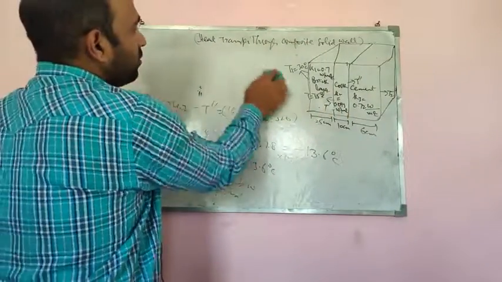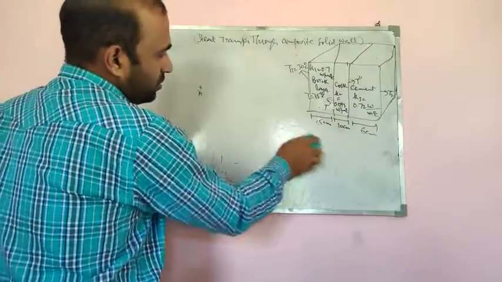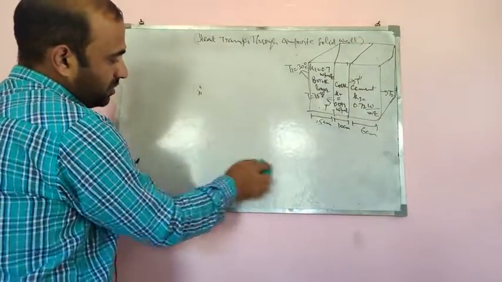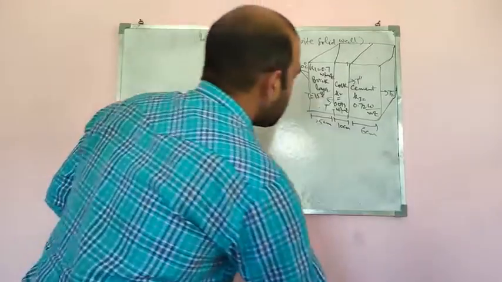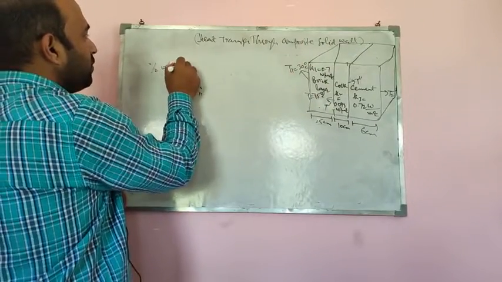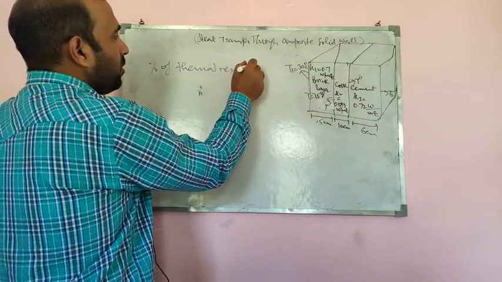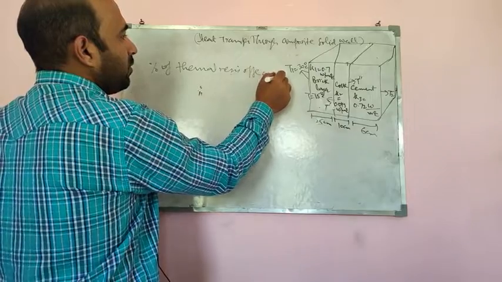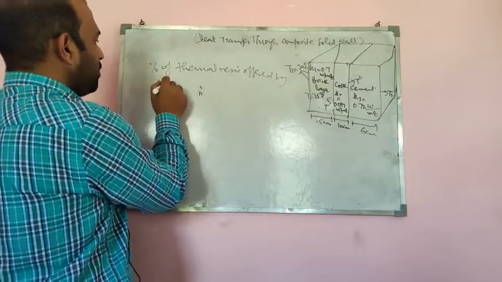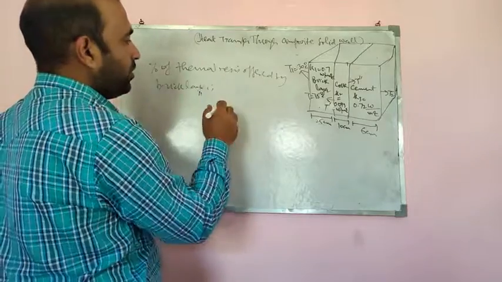Now after this, we need to find the percentage of the thermal resistance. What is the percentage of the thermal resistance offered by the different layers? Let's suppose first, that is the brick layer. How much thermal resistance percentage is offered by the brick layer?